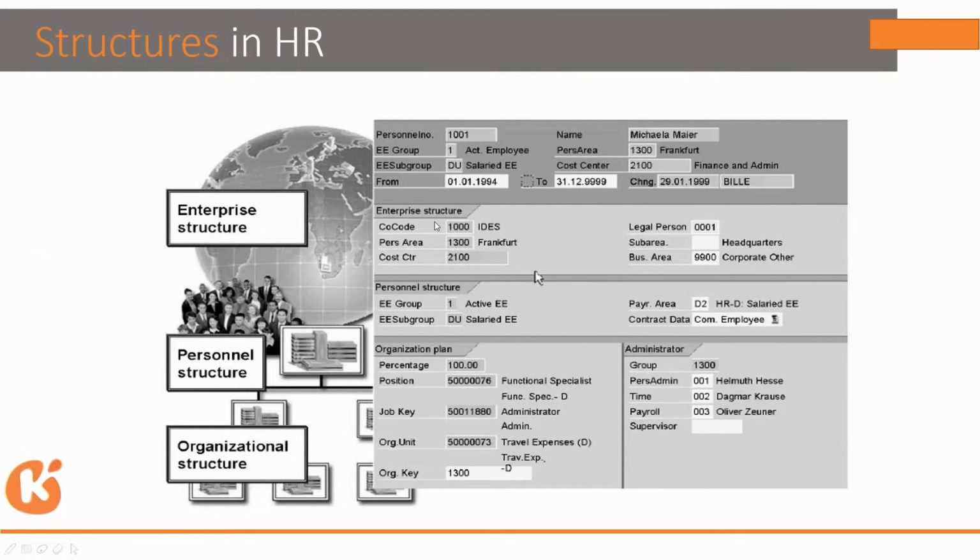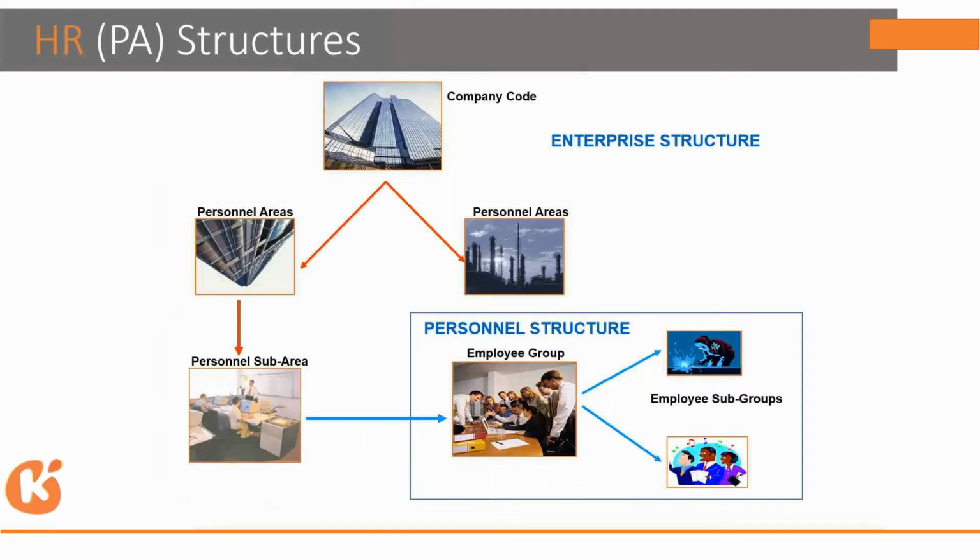So here you can see the person is actually working in the IDES, then he's working in Frankfurt in the headquarter. This person is active and he's a salaried employee, right? And then which organization plan is he working in? He's working for the position which is a functional specialist. Then this is a key job, he's working as an administrator, and then he's working in an organization unit which is travel expenses, right? In travel expenses he's working as a functional specialist. So you can see this is the whole structure.